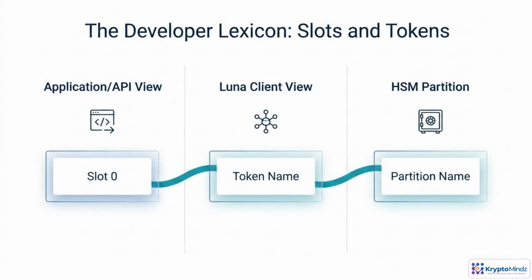In PKCS#11 terms, think of a slot as a doorway your application can walk through. Behind that doorway is a token, which is the key store exposed by the HSM. On Luna, that token usually maps to a specific partition. So the chain is: application chooses a slot, which selects a token, which reaches a partition. If those mappings are wrong, you'll open the wrong partition, or see no keys at all.